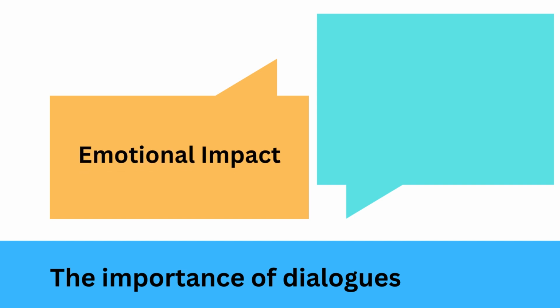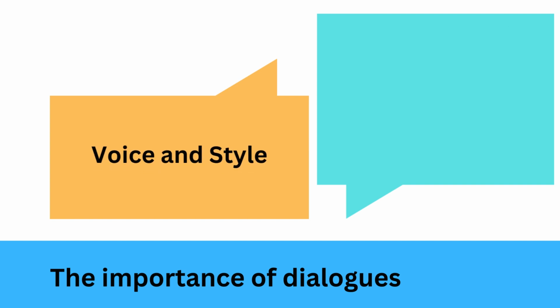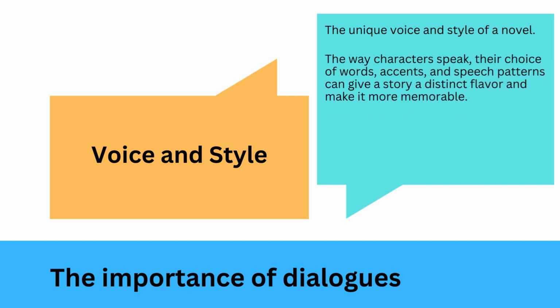Emotional impact. Emotions can be conveyed powerfully through dialogue. Heartfelt conversations, confessions, declarations of love, and moments of vulnerability can create a deep emotional connection between characters and readers. Voice and style. Dialogue contributes to the unique voice and style of a novel. The way characters speak, their choice of words, accents, and speech patterns can give a story a distinct flavor and make it more memorable.